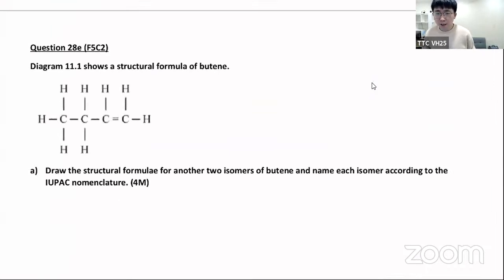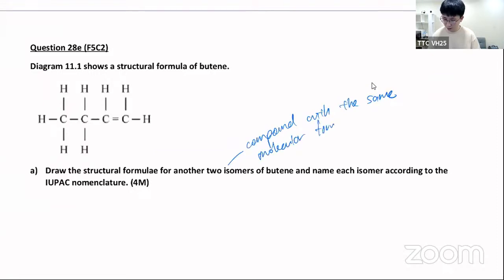Okay, last question. Draw the structural formula for another 2 isomer. Guys, what is isomer? Before we start, what is the definition for isomer first? Just in case they ask. Isomer means compound with the same molecular formula, but different what? Different drawing. But we don't call it drawing. We call it different structural formula.